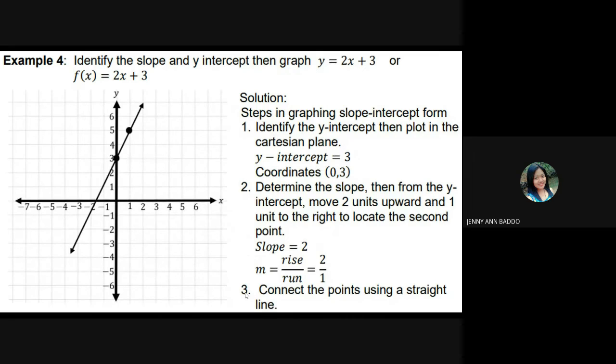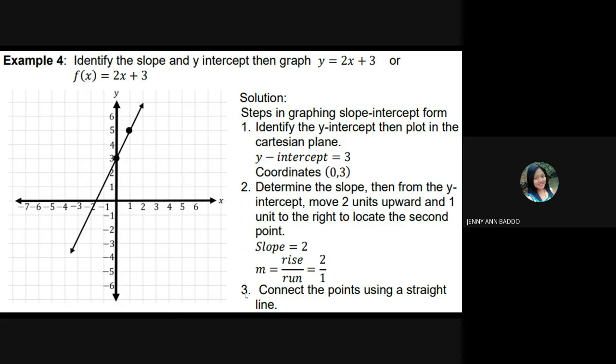Next example. These are already pure recall of what we have learned in our previous lessons, especially on graphing a linear equation using the slope-intercept form or the different parts of a graph. So identify the slope and y-intercept, then graph y equals 2x plus 3.